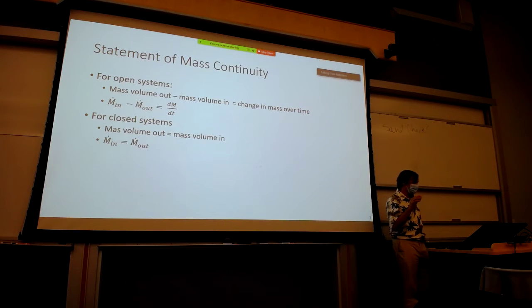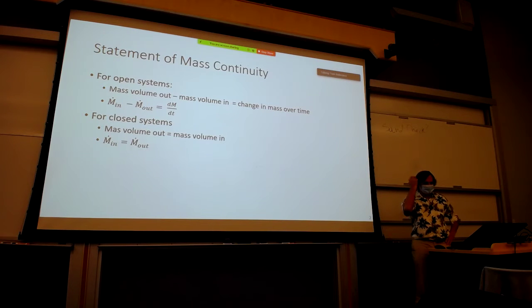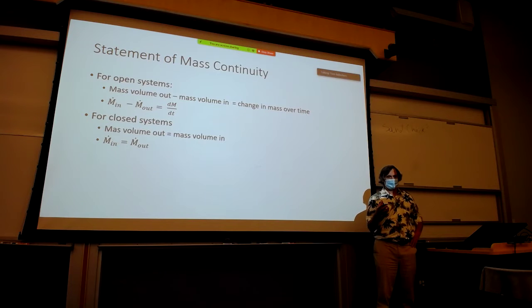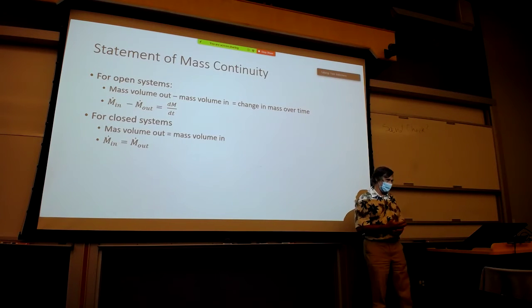So mass in, mass rate in, that's a true rate. So for example, kilograms per second, minus mass out is the change in mass in the system over time. Again, think of your bathtub. And this can be applied to open and closed systems. So when we say an open system, again, think of your bathtub, a reservoir, a big holding tank for water.